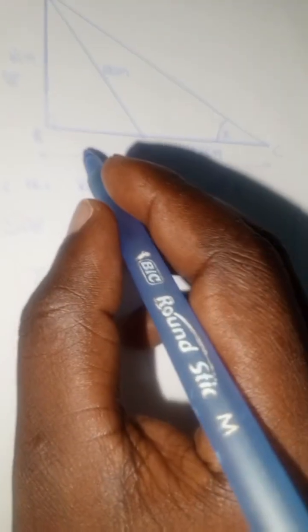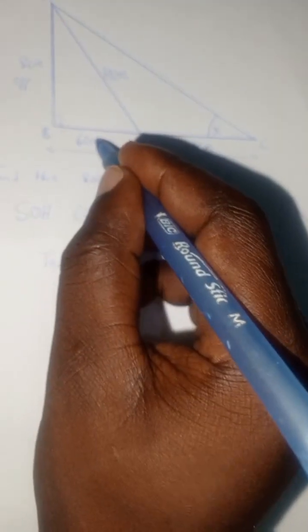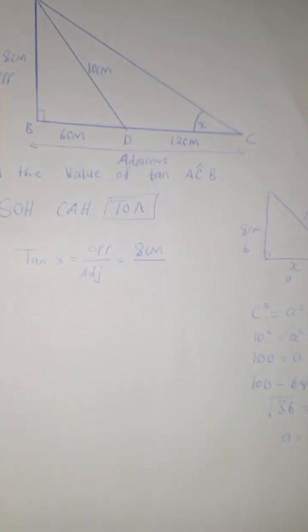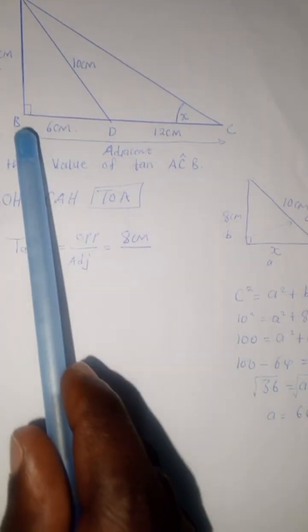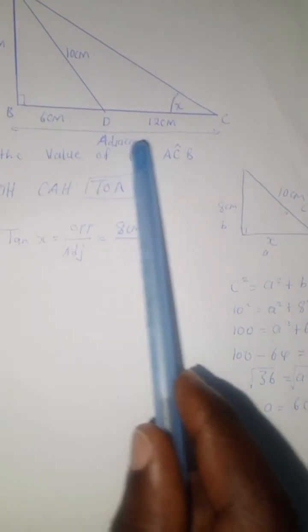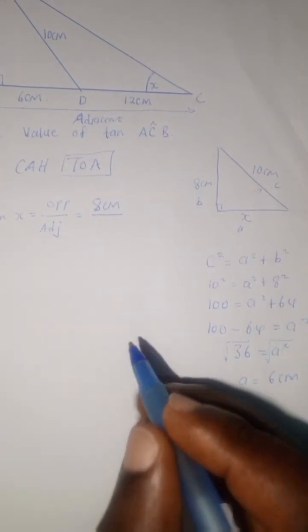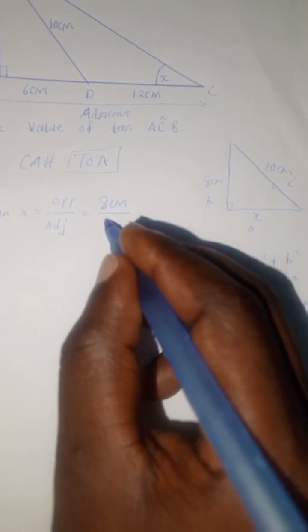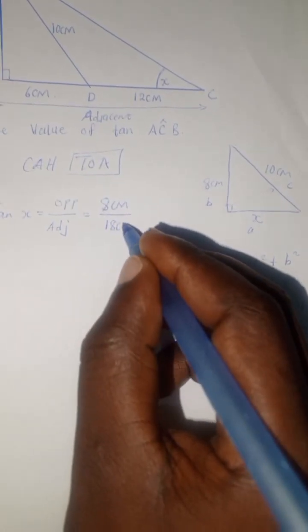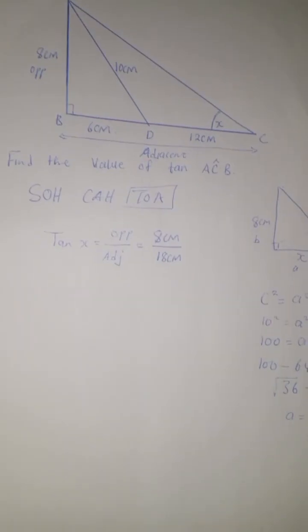That's A. So now it means right here where the length has not been given, we can conclude that we have 6 centimeters. That tells us that the total length for BC, or simply the adjacent, is now 6 plus 12, which is equal to 18. So for the adjacent, I'll write that, which is 18 centimeters.